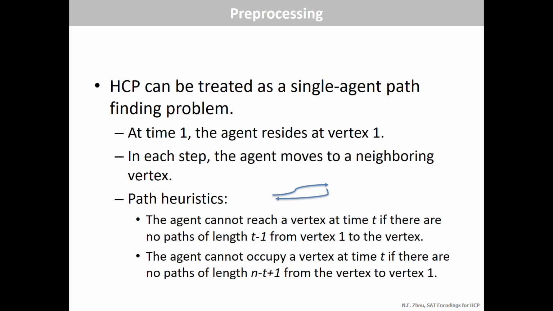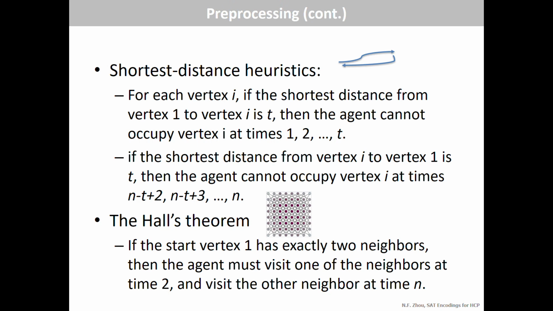So for each vertex and each time, if the agent cannot reach that vertex at that time, then we can exclude that position from the position variable. That's the basic idea. Of course, for large graphs, we cannot afford finding paths of a certain length. Then instead of finding all paths of a certain length, we can use a shortest distance heuristic.